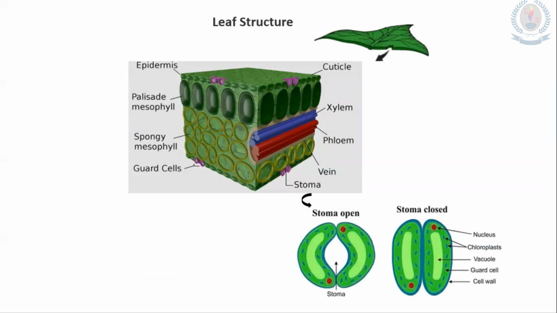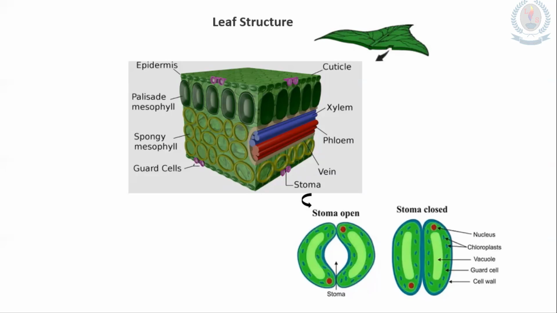So now we will move to the leaf structure. These are the parts of the leaf. The upper layer we call the upper epidermis. Then we have palisade mesophyll, an elongated cell layer. Then we have spongy mesophyll. Then after that the lower epidermis. The lower epidermis contains stomata. The stomata are made of 2 guard cells and the stomatal pore.